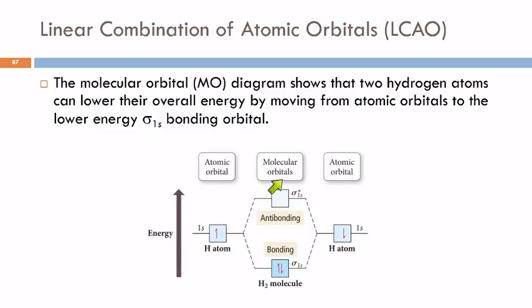So we draw the molecular orbitals, and then we look at how many valence electrons are there. Well, there's two. There's one here, and there's one there. They are going to fill up these molecular orbitals the same way that we've seen them fill up atomic orbitals. So they're going to go into the lowest orbital first.